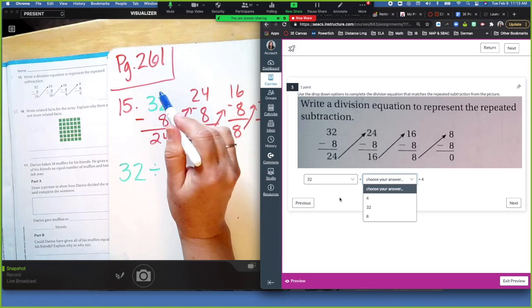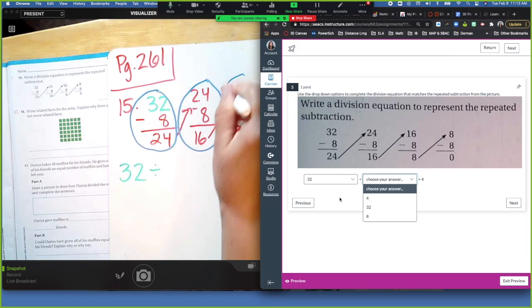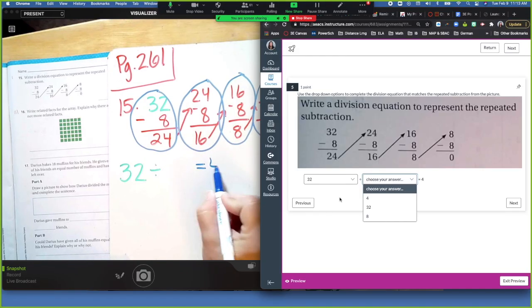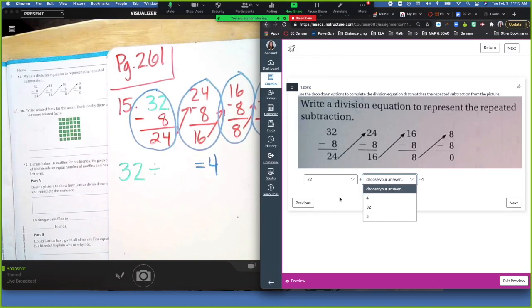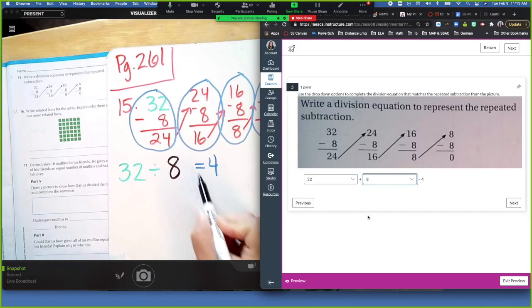Well, I can see I subtracted 4 times, right? I did 4 subtraction problems. But what did I subtract each time? A group of 8. So oh, good, I see it. Apollo, yes, I see your fingers. You're showing me. So I subtracted 8 at a time. So 32 divided by 8 equals 4.